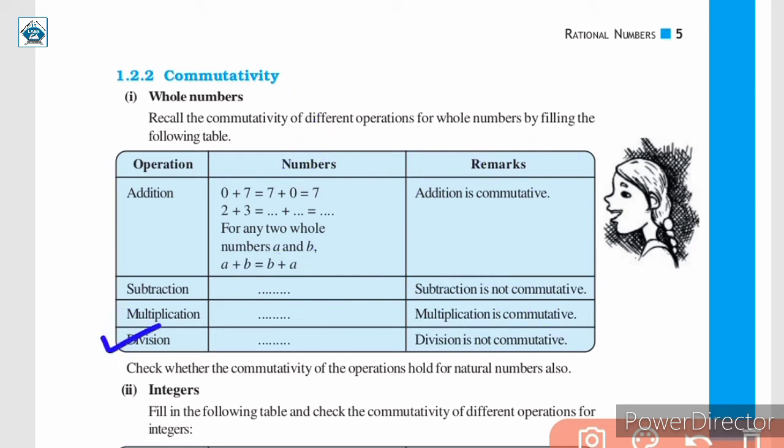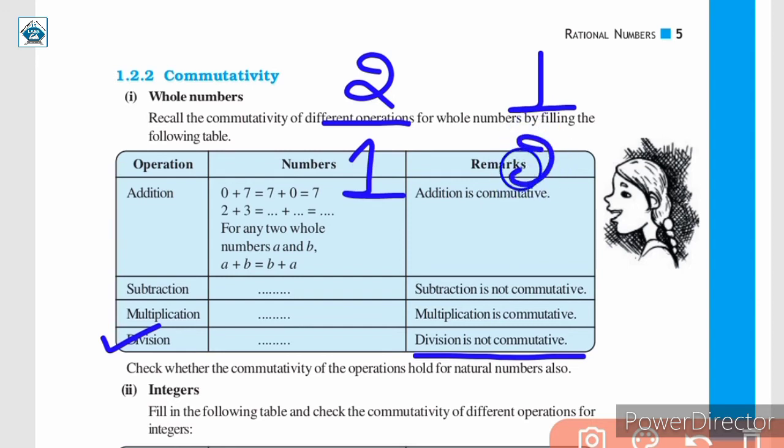And lastly, for division, you know that division is not commutative, because when you divide 2 by 1, the answer is 2. On the other hand, when you divide 1 by 2, the answer is 1 by 2, which is a rational number. So these two are not equal. That is why division is not commutative.